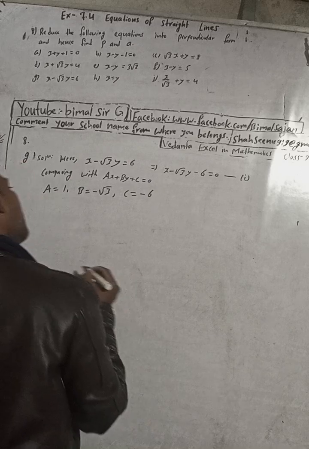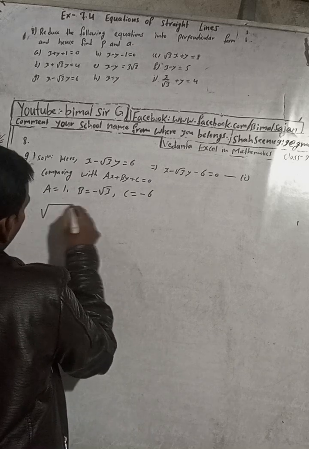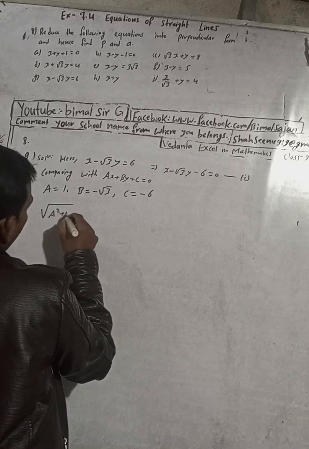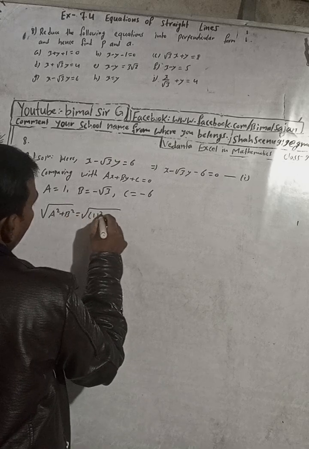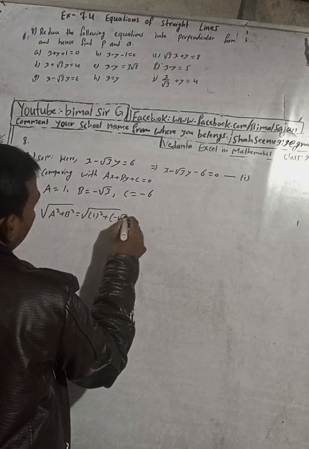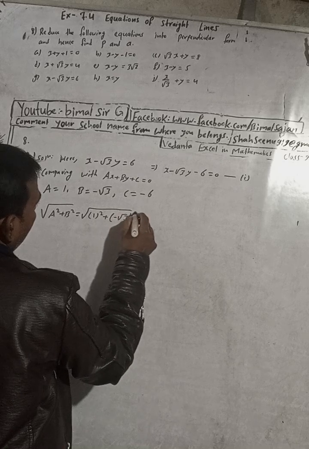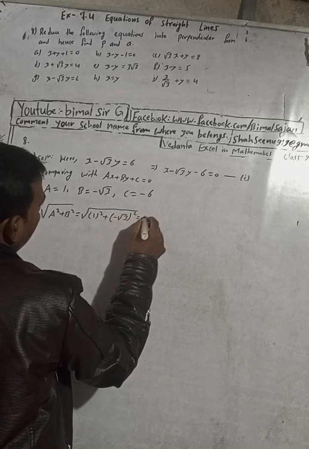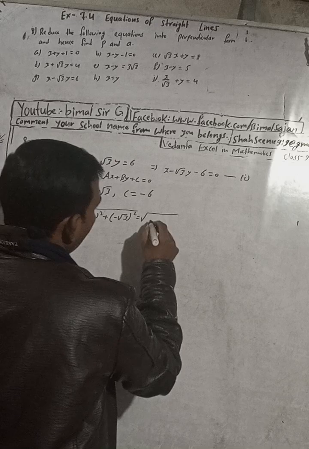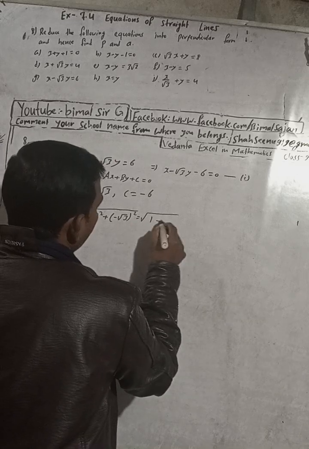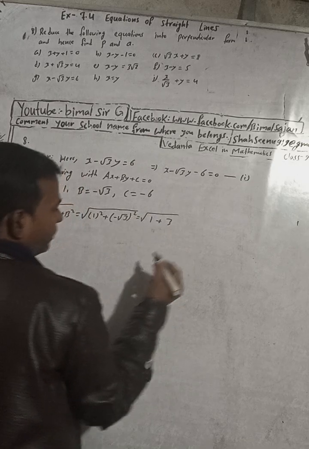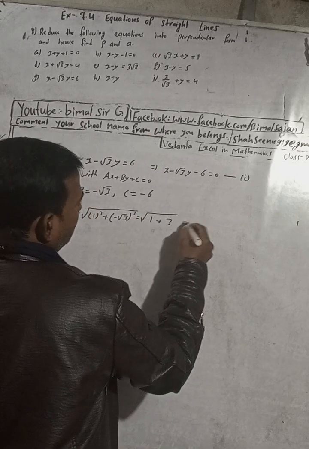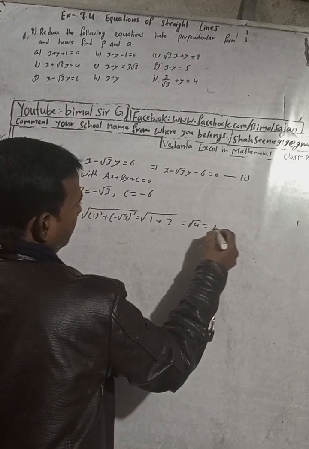Now find the value of root under a square plus b square. So root under a square means 1 square plus b means minus root 3 whole square. So 1 square is 1 plus minus root 3 square is 3. Minus square is plus only. So this is how much? 4, that means 2 only.